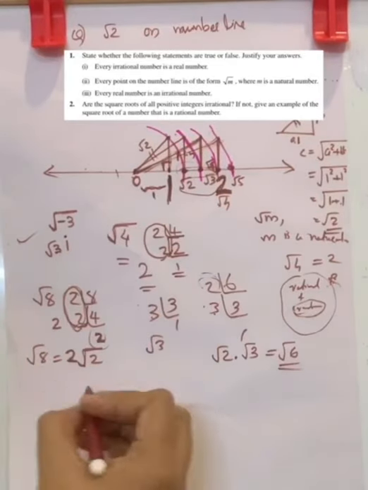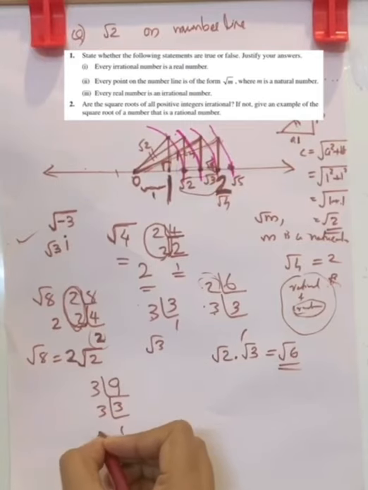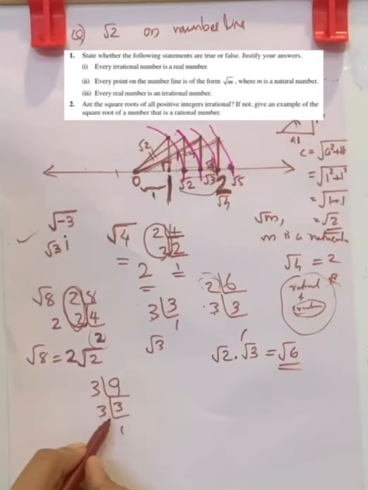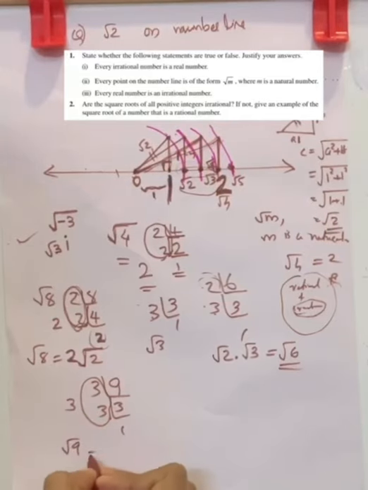Now considering 9, factorization. 9 is equal to 3 into 3. These two 3's become 1, 3. So root 9 is equal to 3.